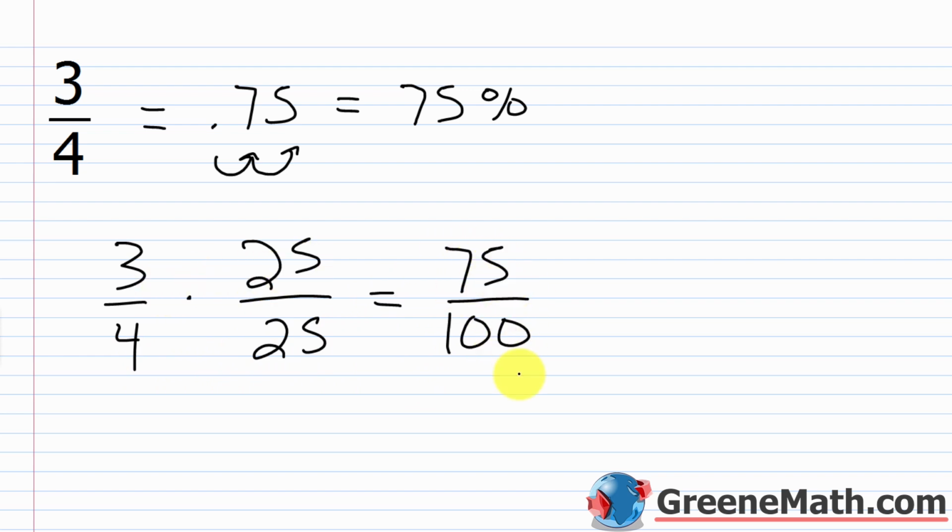So now I have a percent, right? I have a fraction whose denominator is 100. And essentially all I need to do is take that numerator and rewrite it, follow it up with a percentage symbol. So 3/4 is going to be equal to 75 over 100, and that's equal to 75%.